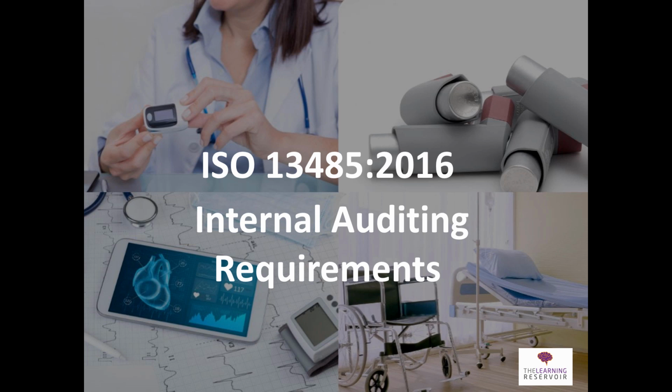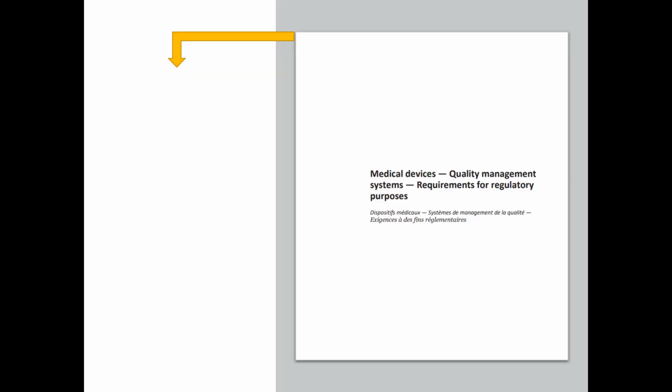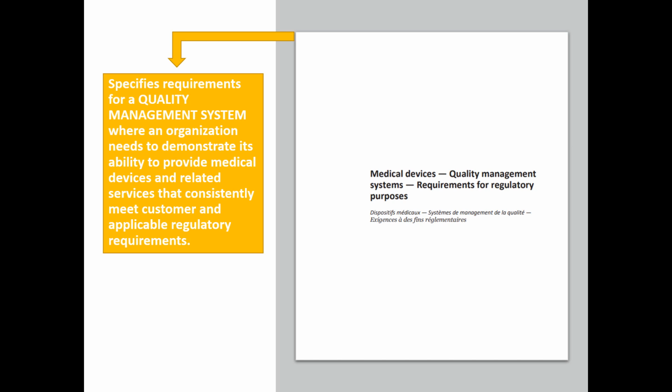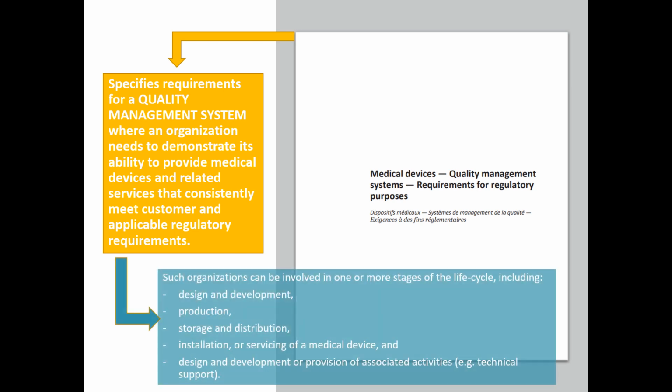In this short video, I'm going to take you through the internal auditing requirements that are found in ISO 13485:2016. ISO 13485:2016 is the quality management standard from the ISO organization that can be used by a variety of different types of companies that are involved with medical devices in order to implement a quality management system within their organization. So by implementing ISO 13485:2016, you are in essence implementing a quality management system in your organization.